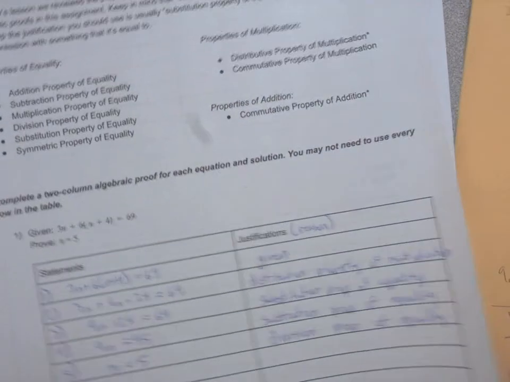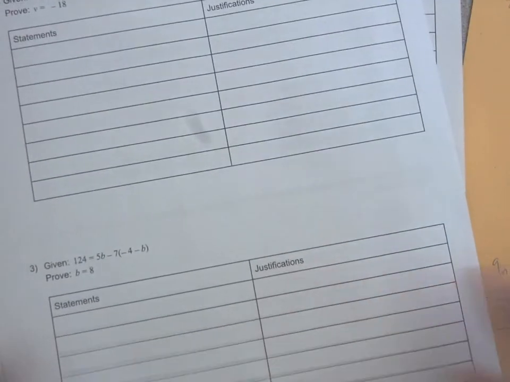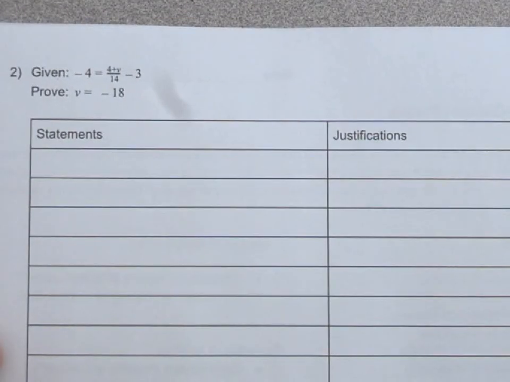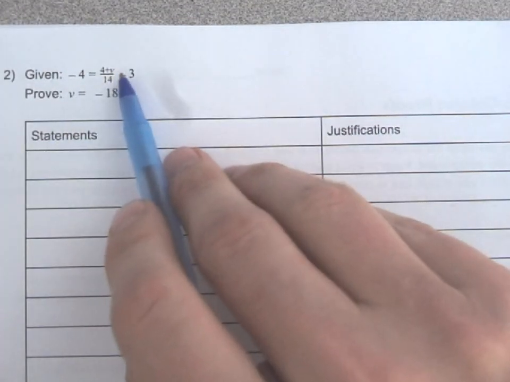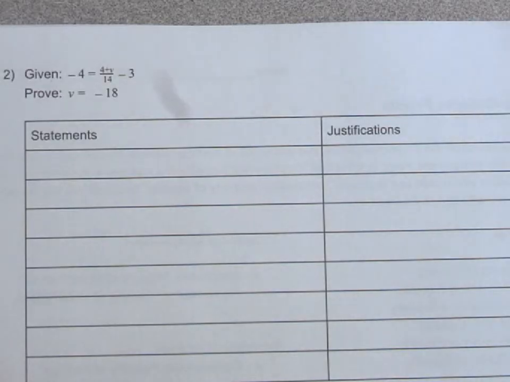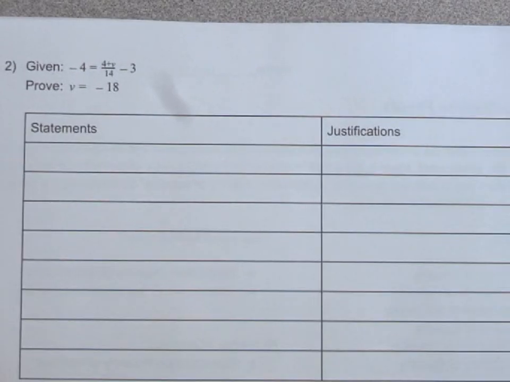Okay, let's do a couple more. I'm going to take a look at number 2 just because it has a division, and I think that throws people off sometimes. So we got 4 plus v over 14 and then a minus 3. And we want to prove that v equals negative 18. All right, so let's take a look.